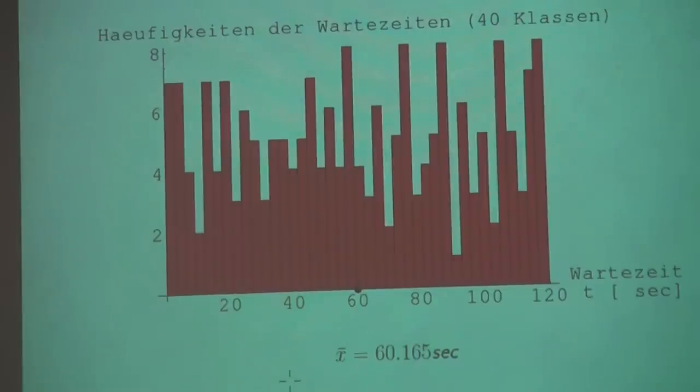And then, I mean, you can do statistics. You can, for example, compute the average value, the mean. And the mean for me this year was 60.165 seconds. That's what I had to wait on average. Oh, that's quite interesting. So that means, I mean, 200 times 60 seconds, that's like 200 minutes. What's that? 3 hours. Yeah, even more than 3 hours.